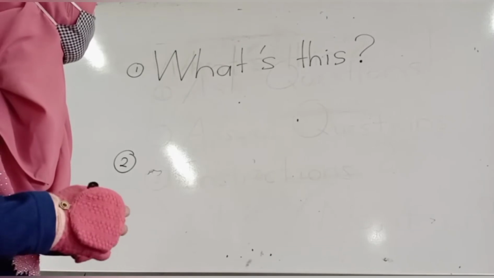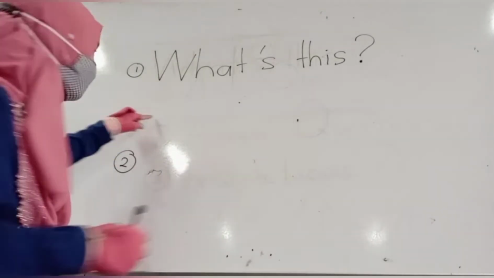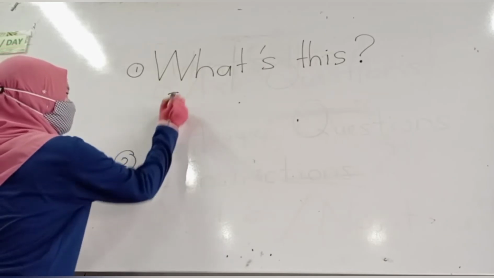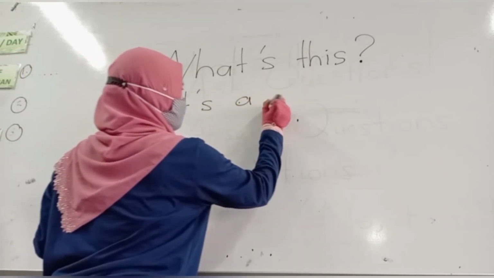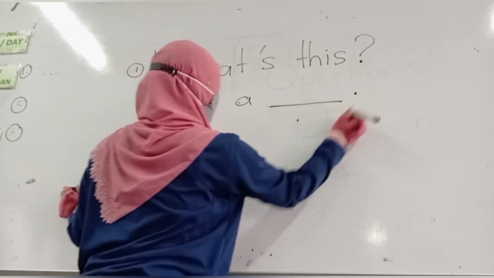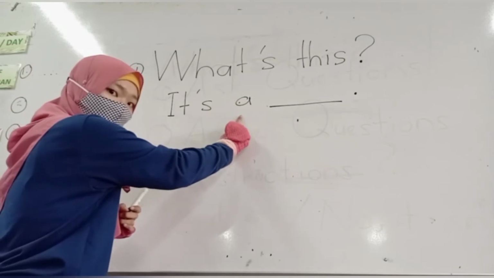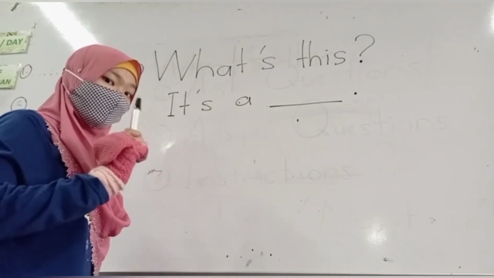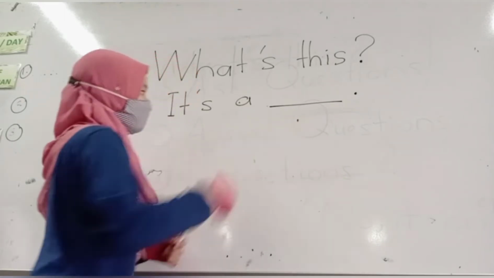Before we go to number 2, let's answer the first one. It should be: IT apostrophe S, a, blank, full stop. It's a... for example, marker pen. It's a marker pen, full stop.